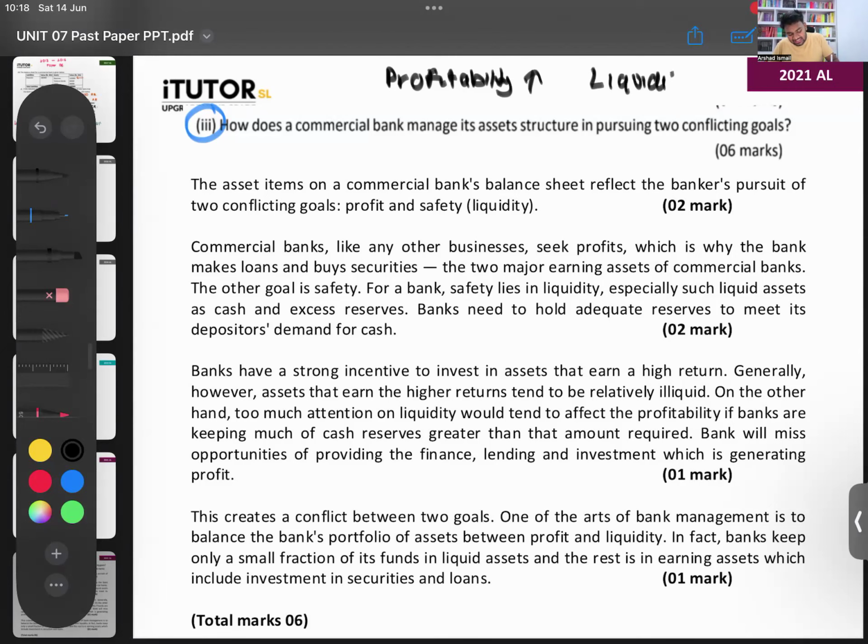Now, what is this asset structure? Why are they talking about some asset structure when they're talking about this objective? Now, when customers come and deposit money, if you keep all of that money in your safe, that means if you keep it in reserves, then your liquidity is high. If someone comes and asks for money, you can give immediately. But then if you keep all that money in the safe, no profitability.